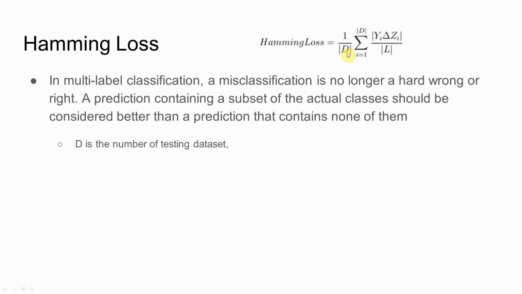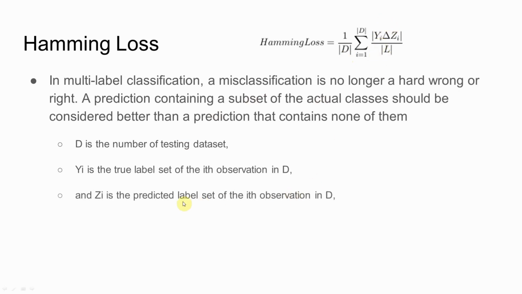So obviously, if we have 10 testing data set, we need to look into one by one. And we try to see how many of those are predicted correctly and how many of them are not correctly. So what we're trying to do is look into the observations in D versus the predicted label set in the observation in D. What I'm trying to say is that we look into the prediction versus the actual value. That's what we call observation.